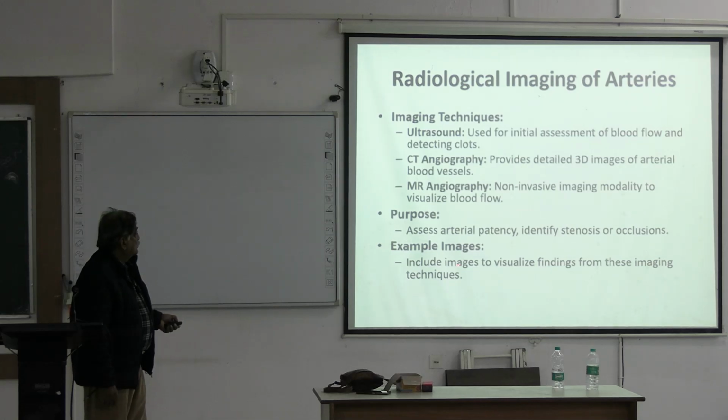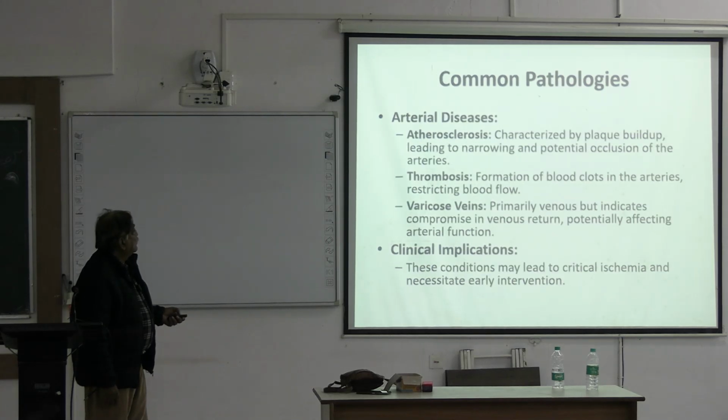Example images include images to visualize findings from these imaging techniques. Common pathologies: arterial diseases, atherosclerosis, characterized by plaque buildup leading to narrowing and potential occlusion of the arteries, thrombosis from blood clots in arteries restricting blood flow, varicose veins, primarily venous but indicating compromise in venous return, potentially affecting arterial function. Now, clinical implication: these conditions may lead to critical ischemia and necessitate early intervention.